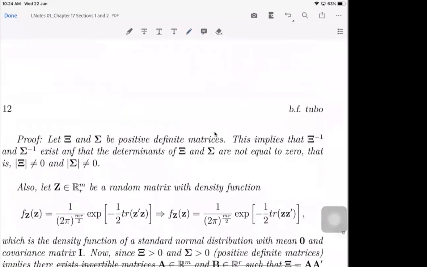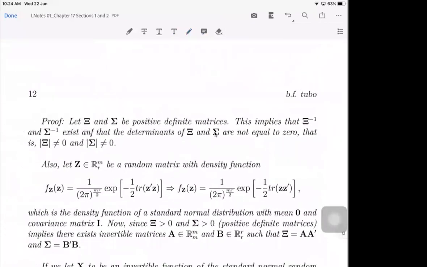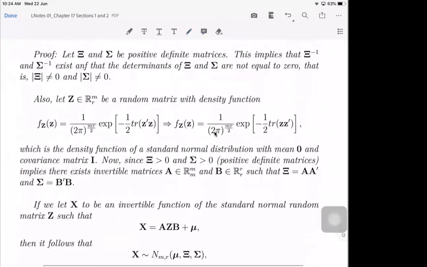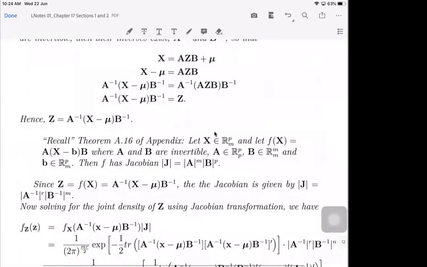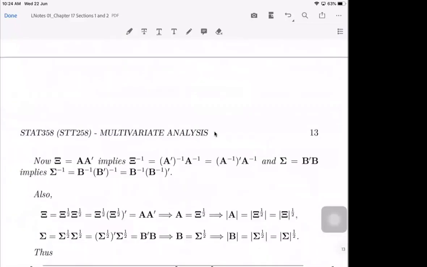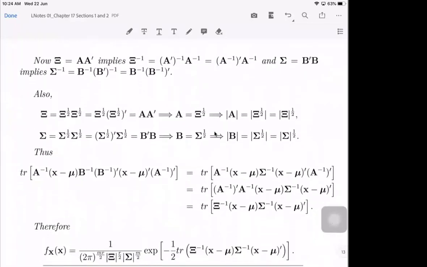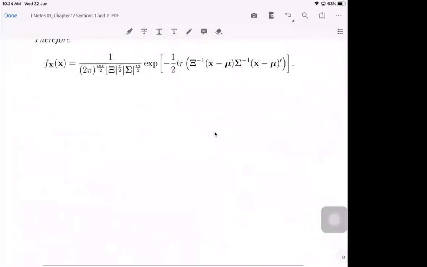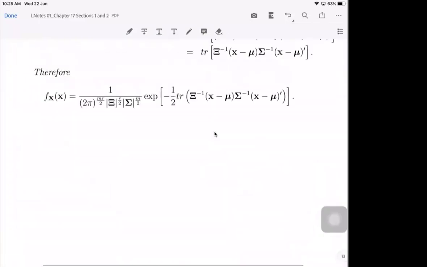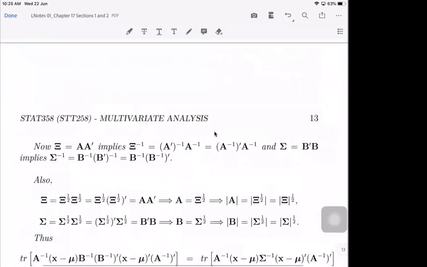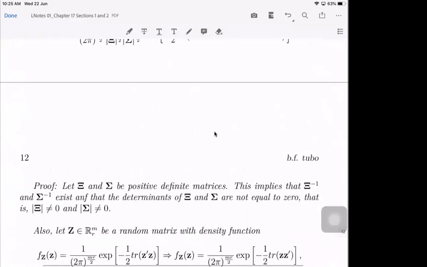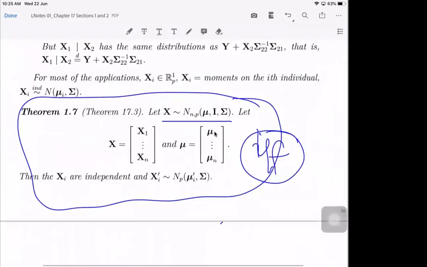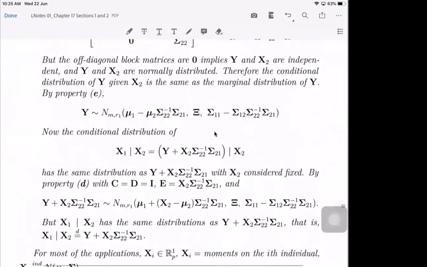And then for the proof, medyo taas siya. So you just look at this proof. And then it uses some Jacobian transformation. But I will not discuss that. You just read on that. So there. So section 1 and 2 is done. So I think I will stop there. I will continue tomorrow for lecture notes 2.